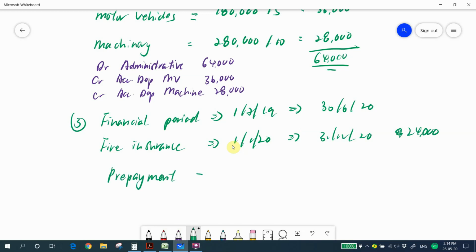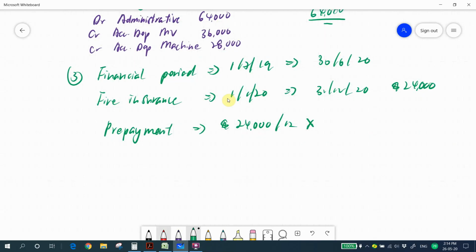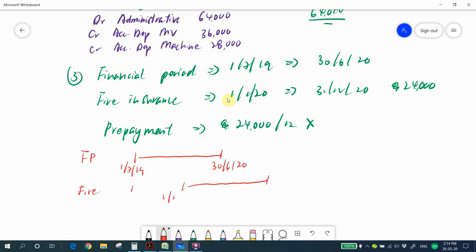So how do we calculate the prepayment? We use 24,000 divided by 12 times the prepayment period. So when is the prepayment period? First, we can draw a line. So the financial period is from 1st July 19 to 30th June 20, and our fire insurance covers the period from 1st of January 20 to 31st December 20. It means that the prepaid amount is from 30th June to 31st December, which is 6 months. So here we multiply by 6 to calculate the prepayment amount. Answer: 12,000.